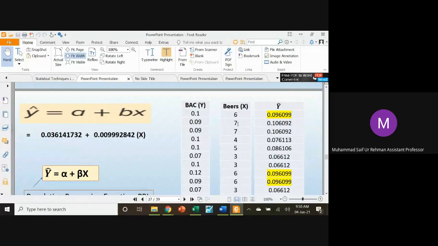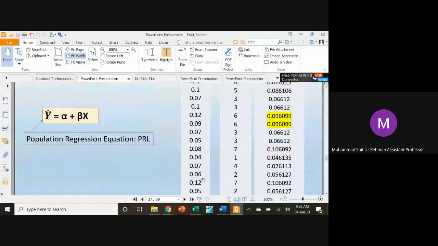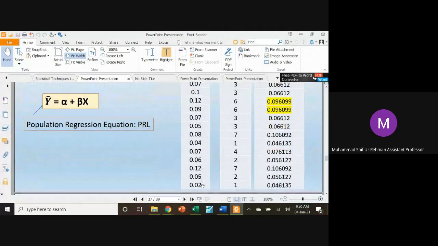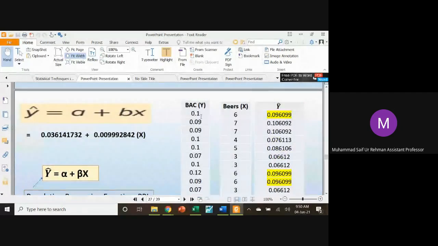Fine. So for the degree of freedom, you will simply count these values: 1, 2, 3, 4, 5, 6, 7, 8, 9, 10, 11, 12. I don't know how many values there are. Let's say 20 values are there over here in this series. So then you will subtract 2 from this 20 to have the degree of freedom. 18 will be the degree of freedom.